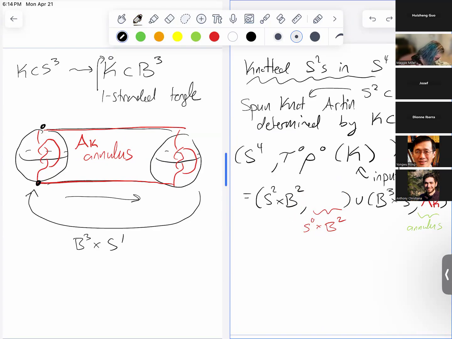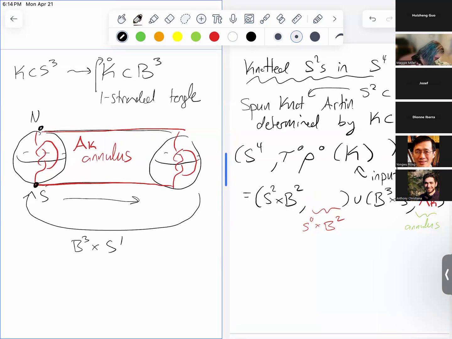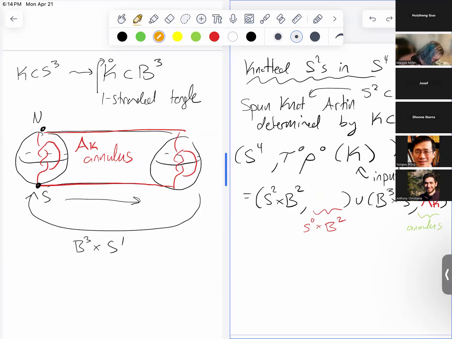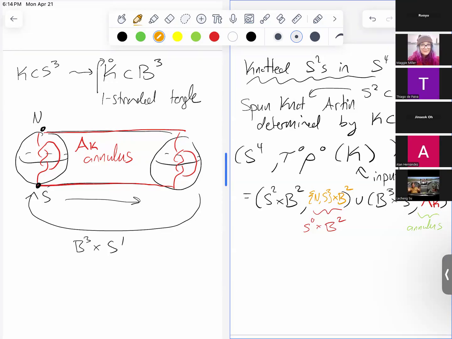Let's give them a name in this picture. I'll call them N and S for north and south. I've seen that before and I kind of like it. So here I'm going to take the north and south pole cross B2. So that sits inside of S2 cross D2, or S2 cross B2. It's just literally two points in the two-sphere cross B2, sits there nicely as a product. And of course, the boundary is, again, the north and south pole cross S1. So this is two disks that exactly match up with this annulus to make one two-sphere. So this is a two-sphere. It's called the spun knot.